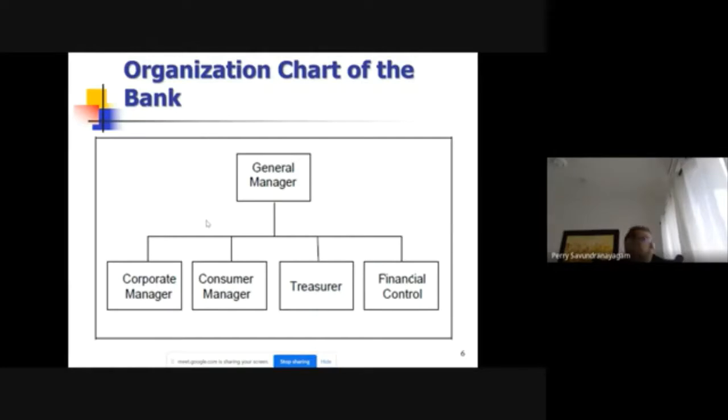Consumer manager means retail, so individual relationships and branches. That network is handled from consumer. Treasurer is the head of treasury, and financial controller will be the person who looks at finances. This expands further into chief risk officers, compliance, marketing, and various other areas as well. Generally, in a bank, the three main businesses are consumer, corporate, and treasury.